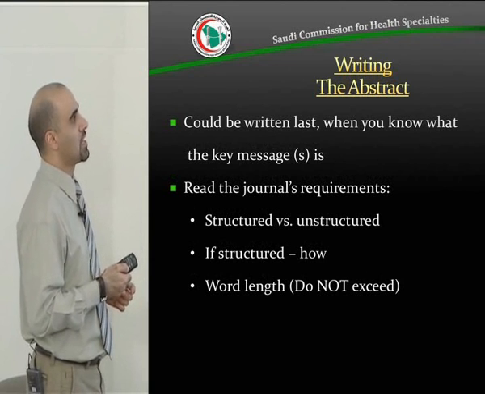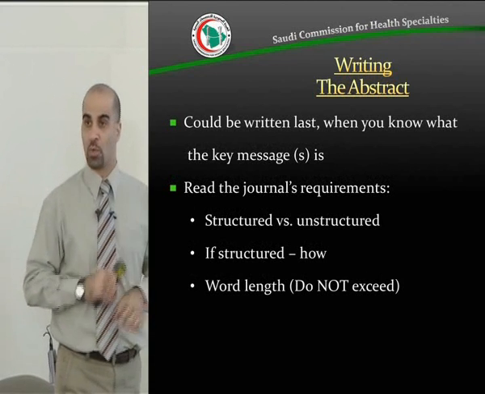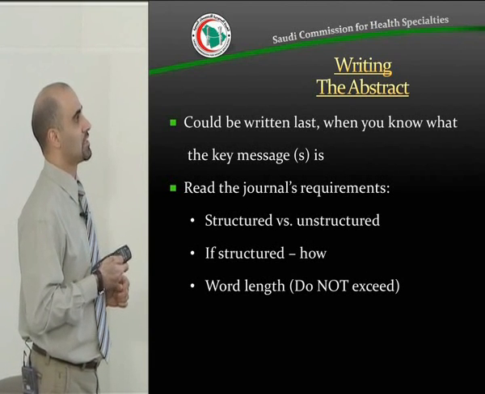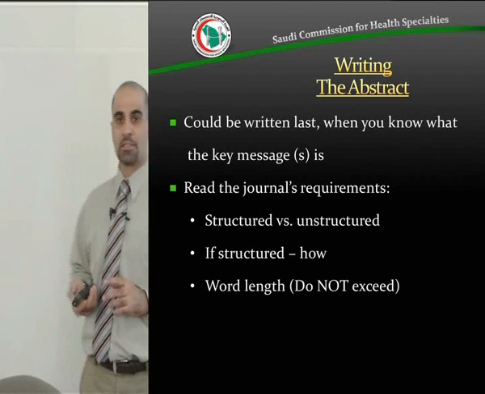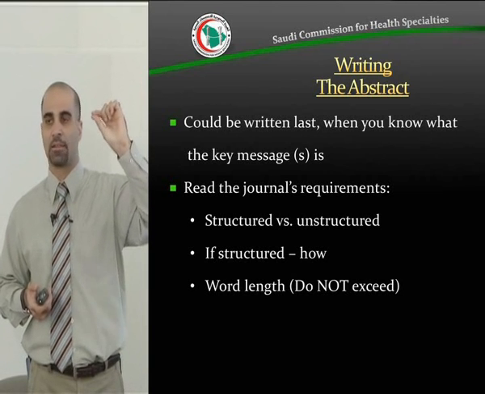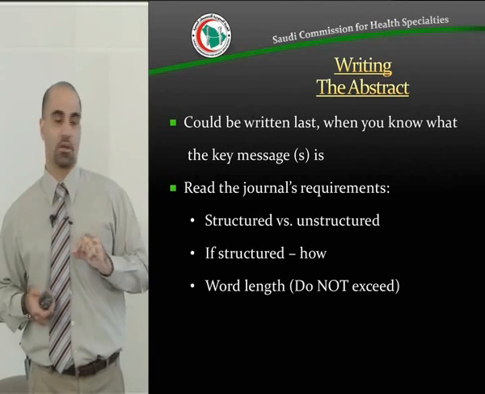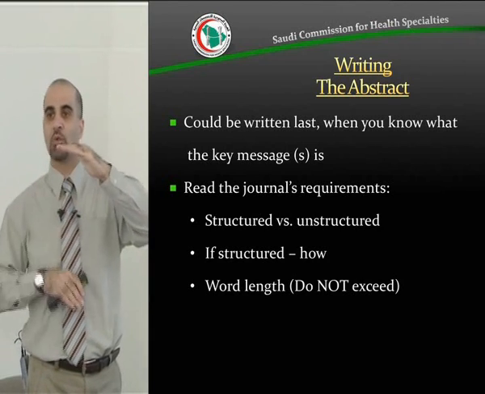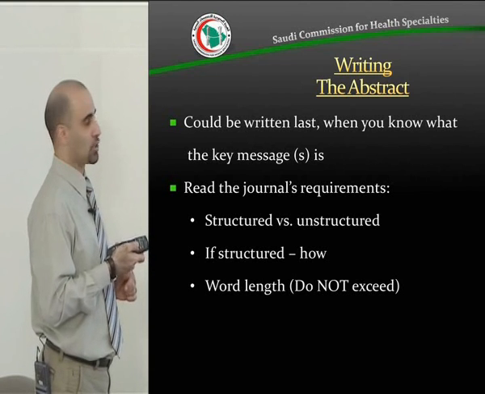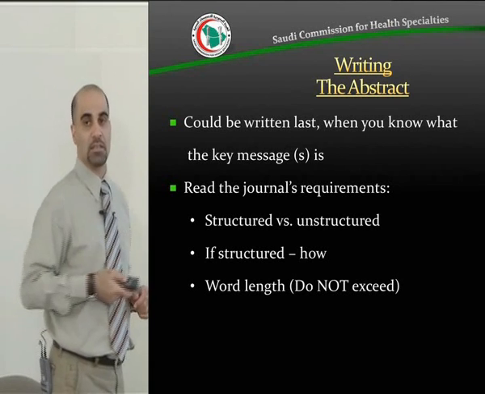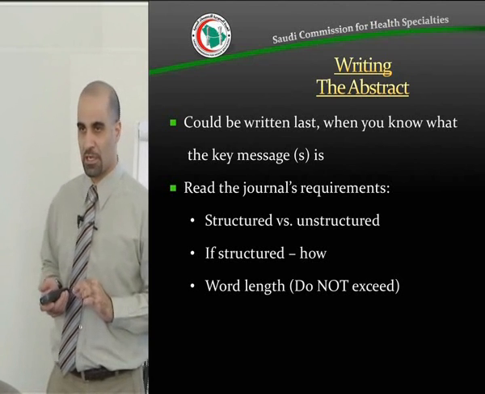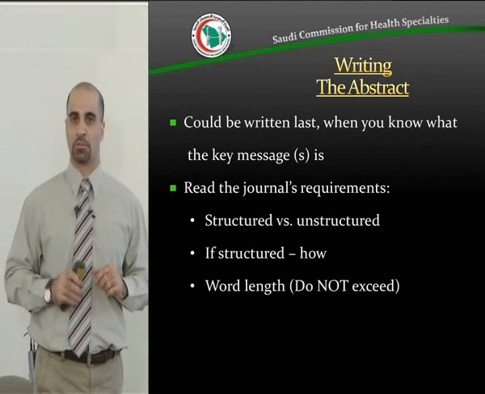The abstract could be written last when you know what the key message is. Once you finalize everything, you put the summary of the whole paper. Read the journal's requirements, structured versus unstructured. Structured means that you have to have a title for the objective, a title for the methods, a title for the results, and so on. And unstructured, where you have everything in one big paragraph. If structured, how do they want you to structure it? And word length, do not exceed. Most journals have a word length of 200, 250 words per abstract. If they ask for 250, don't put 300 because they will reject your paper.